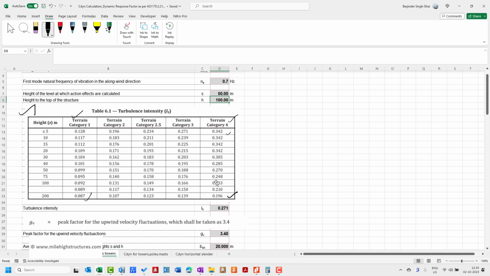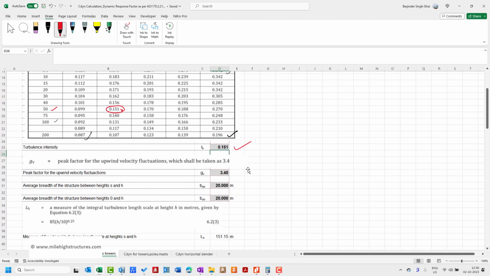So in our case, our height is 100 meters, and we can assume terrain category 2 as 0.131. Sorry, we do need to take the value at the 50 meters. So at the 50 meters, assuming terrain category 2, the value is 0.151. So we do need to enter the value here as 0.151. The thing that we have considered here is basically 50 meters on terrain category 2. The value here is 0.151. So that has been considered here.